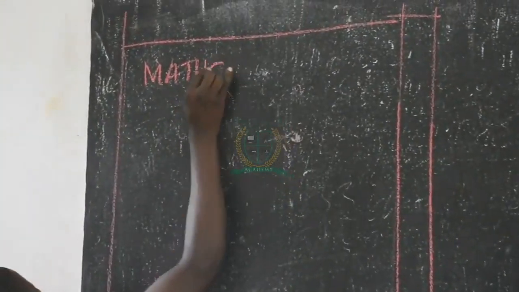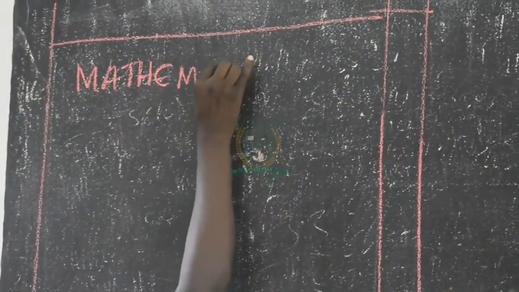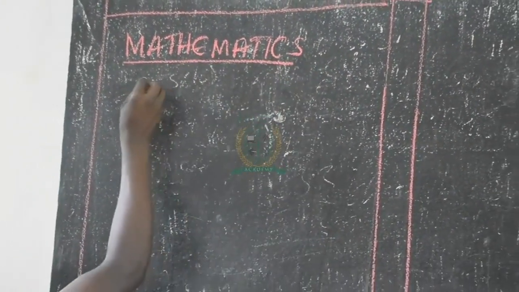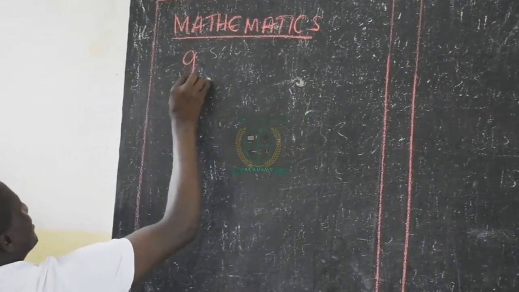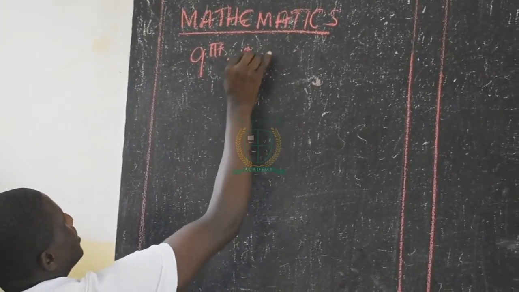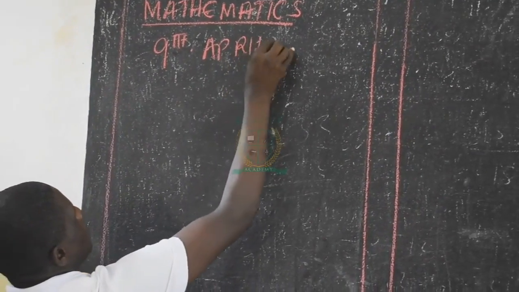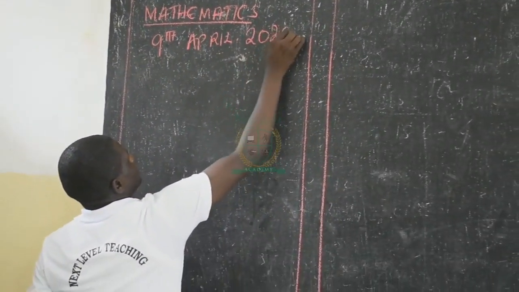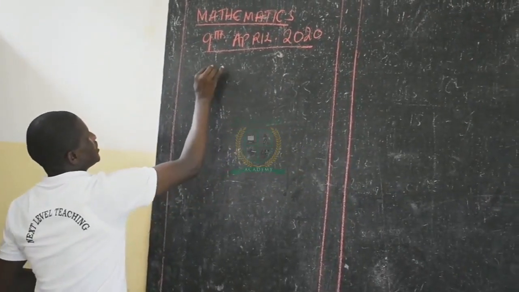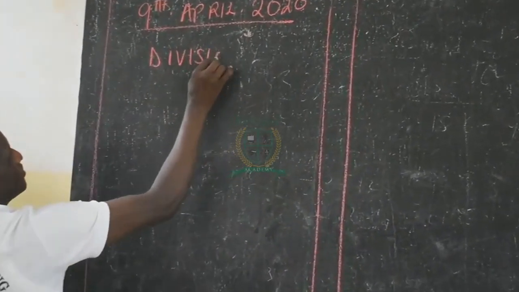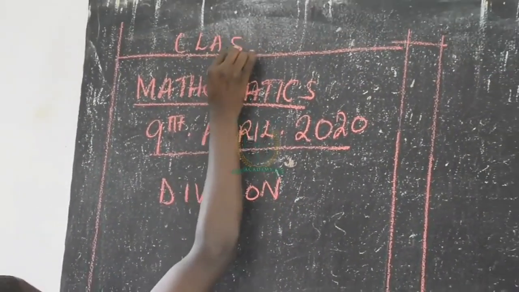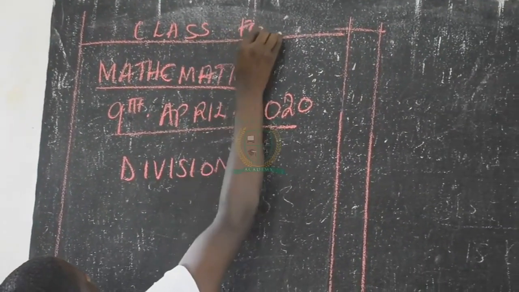Mathematics. Today is 9th April 2020. Title is Division. Class 4.